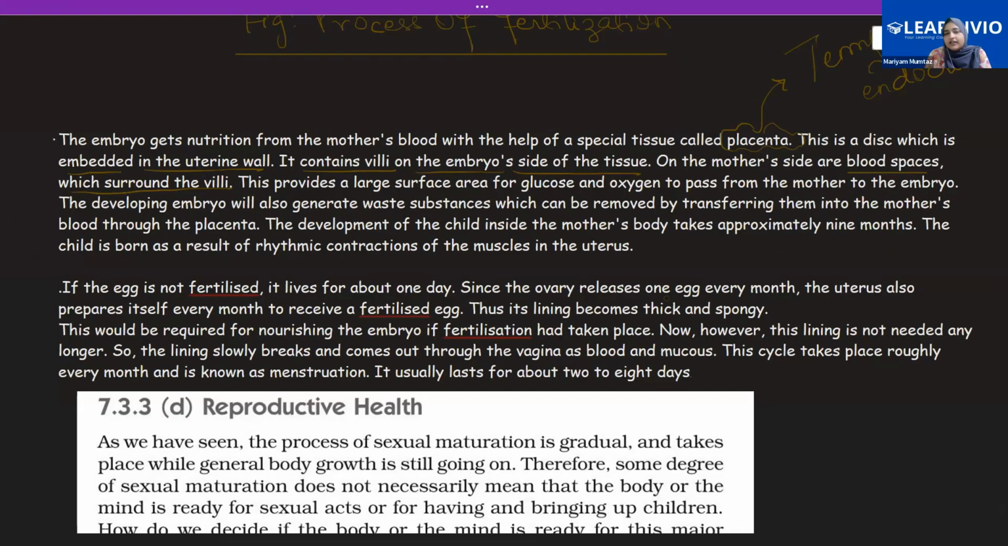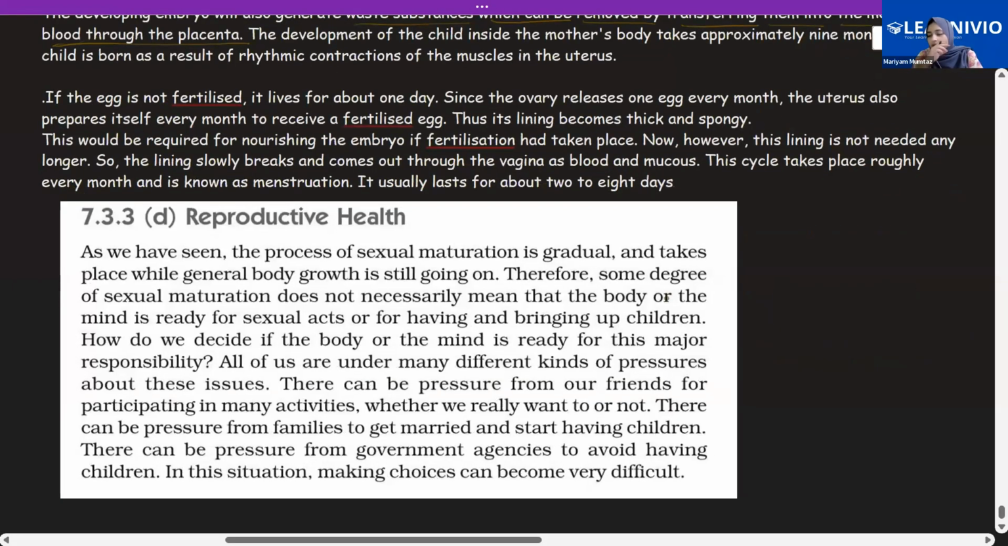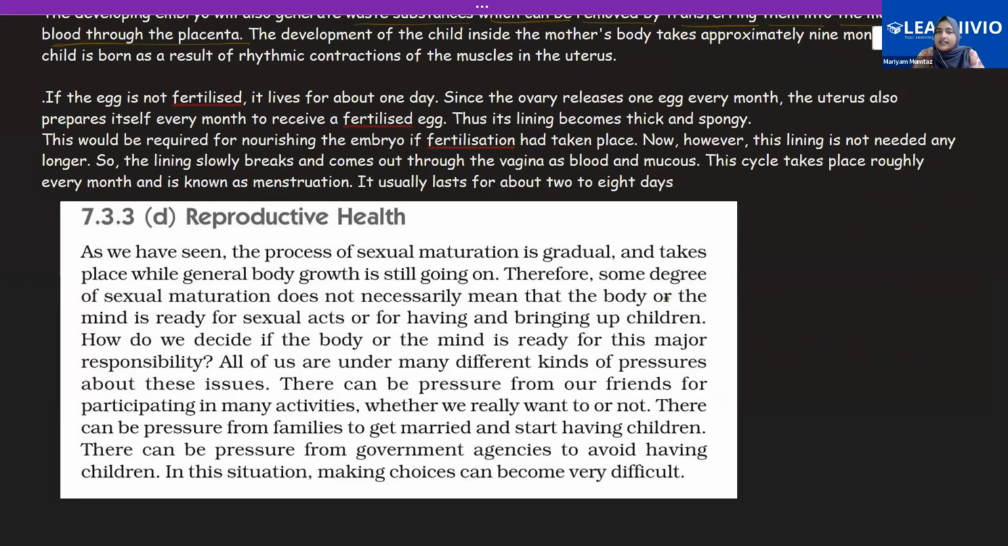Now, because of the presence of villi, there is obviously a large surface area for glucose and oxygen to pass from the mother to the embryo, right? The developing embryo will also generate waste substances which can be removed by transferring them into the mother's blood through the placenta. Now, since the fetus is inside the mother's body, all the life processes for the fetus will happen through the mother, or else it won't happen.